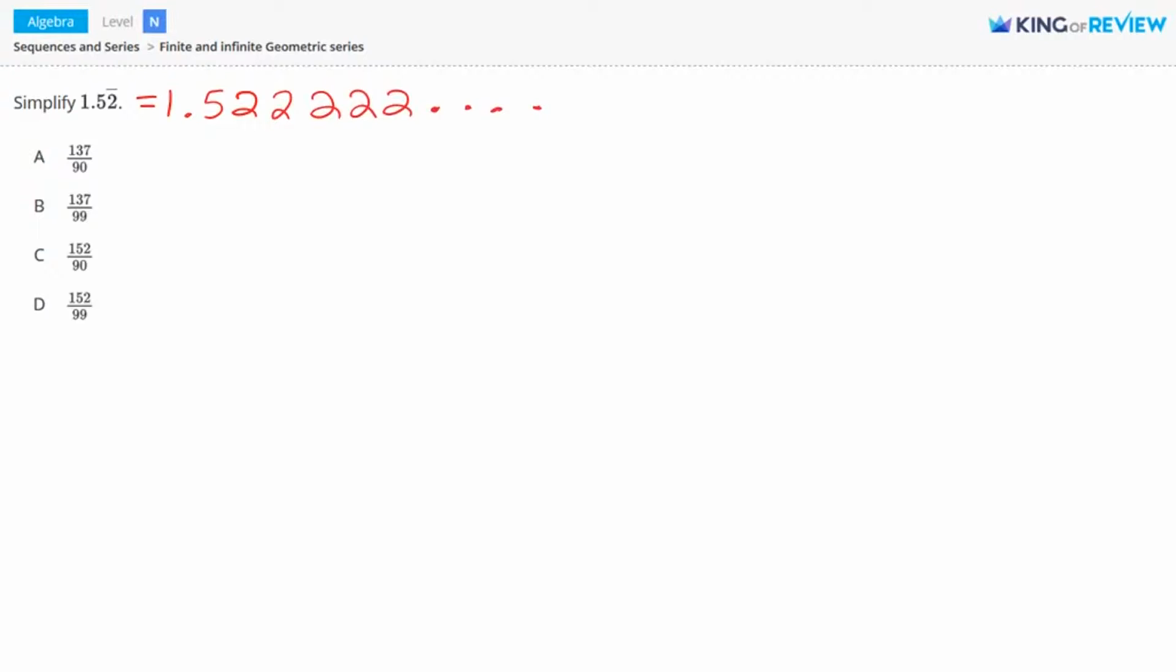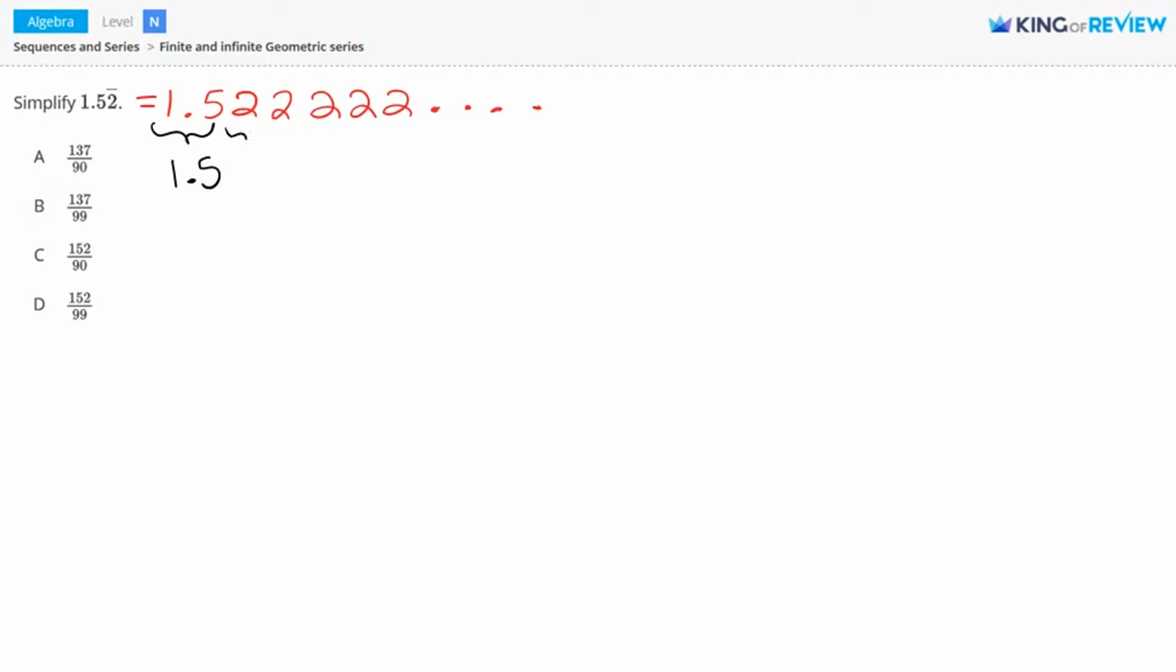So what I want to do here is write this repeating decimal as a series of terms, which will be an infinite geometric series that we will add up, and we'll add it up using the equation for the sum of an infinite geometric series. So let's take a look at this first portion, which is the non-repeating portion of this decimal. So this non-repeating portion is 1.5. That part doesn't repeat.